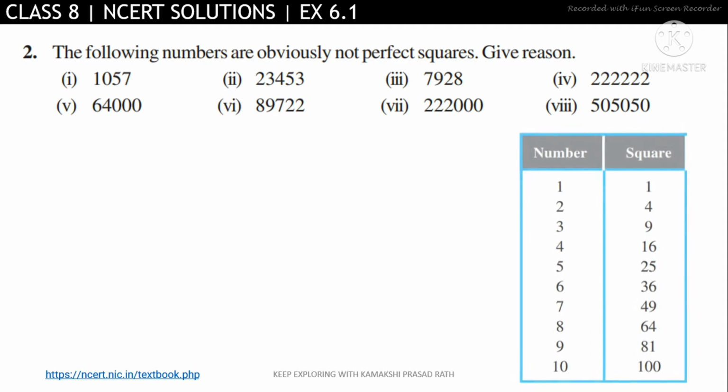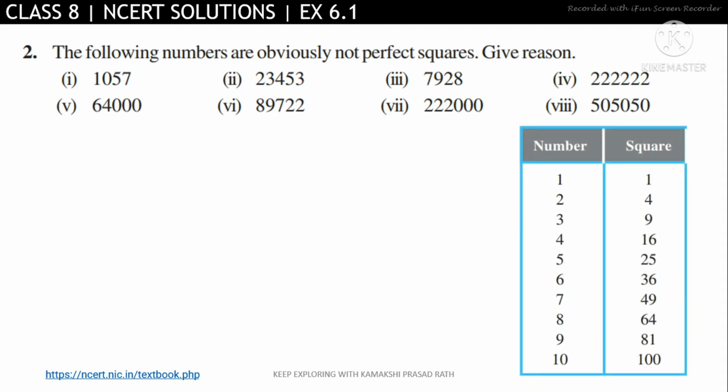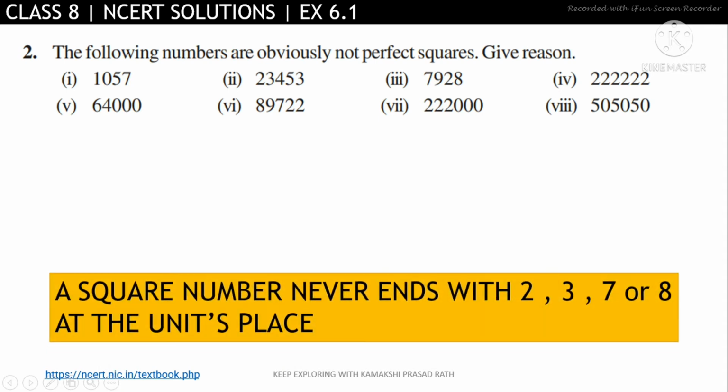So for this, again we see the square numbers. There is a pattern in the square numbers. All the square numbers end with 1, 4, 9, 6, 5, 6, 9, 4, 1, 0. Hence we can say that all the square numbers end with 1, 4, 6, 9, 5 or 0. But none of them ends with 2, 3, 7 or 8. So a square number never ends with 2, 3, 7 or 8 at the units place.